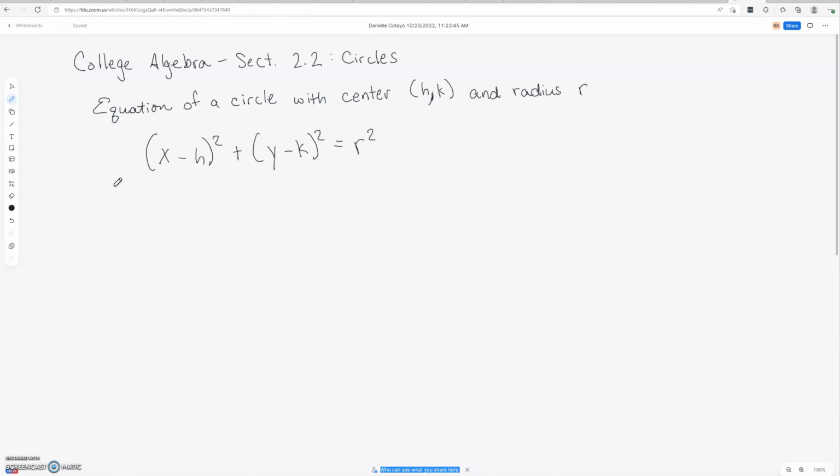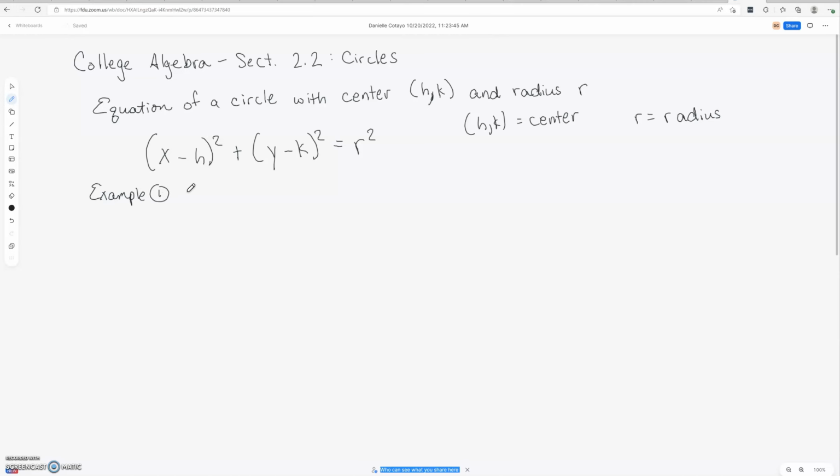Okay, right, and so here (h, k) is equal to your center and r is equal to the radius. Okay, so let's do an example. Okay, so example 1.